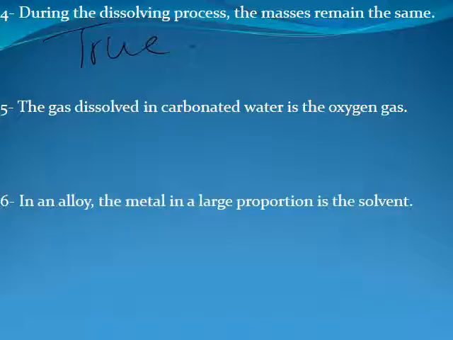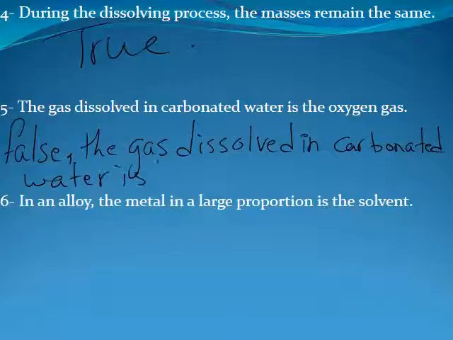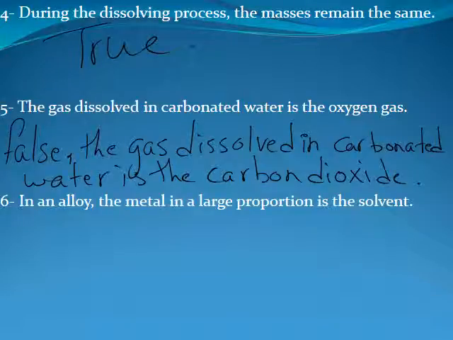Okay, thank you. Moving to 5, yes, Lua. The gas dissolved in the carbonated water that is green is the oxygen gas. True or false? False. What's the correction here? The gas dissolved in the carbonated water is the carbon dioxide. CO2. So the gas dissolved in carbonated water is the carbon dioxide. This gas turns the lime water turbid.